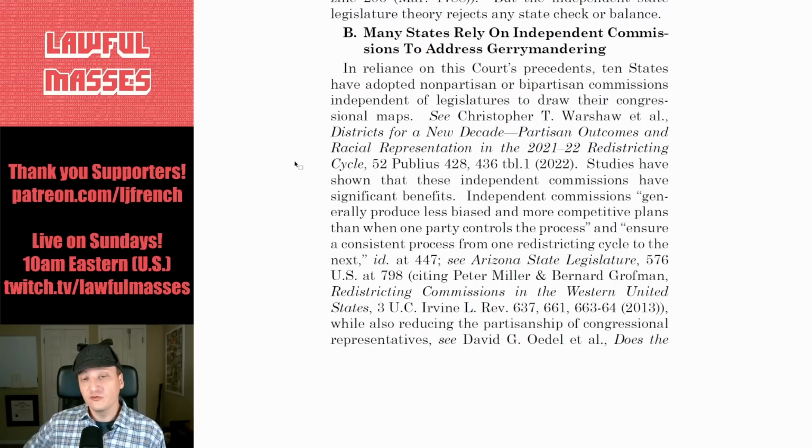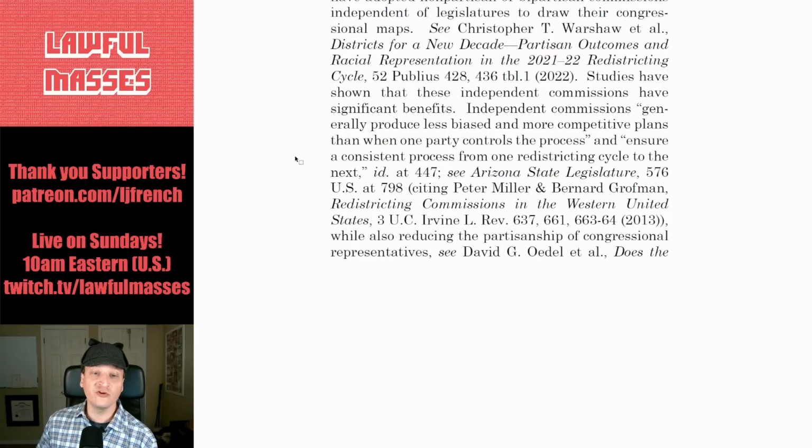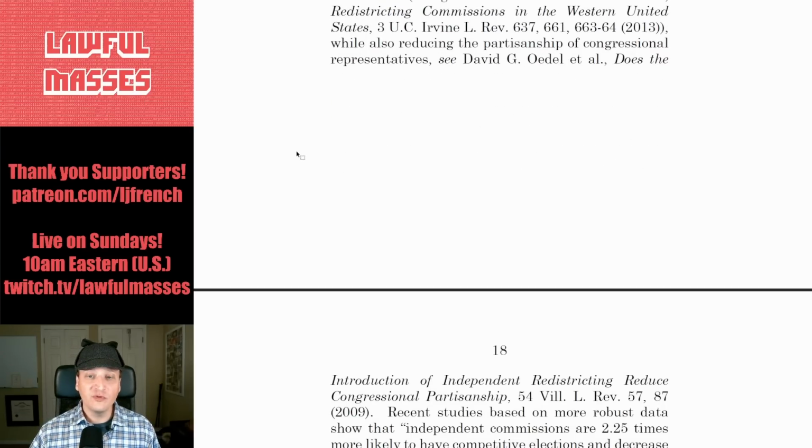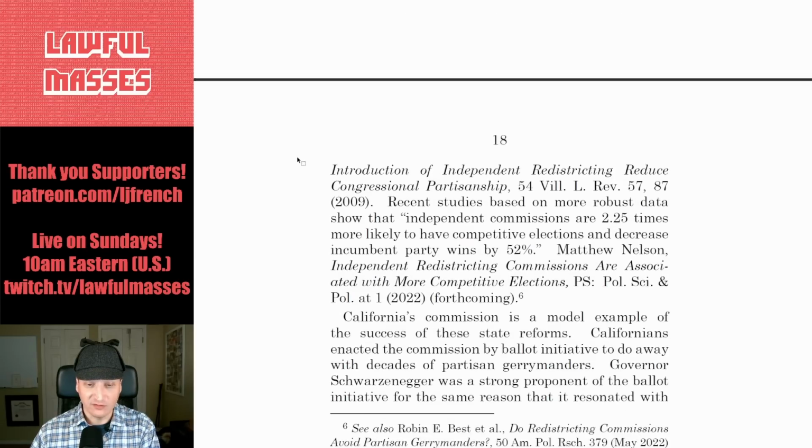In reliance on this court's precedents, 10 states have adopted nonpartisan or bipartisan commissions, independent of legislatures, to draw their congressional maps. Studies have shown that these independent commissions have significant benefits. Independent commissions generally produce less biased and more competitive plans than when one party controls the process, and ensure a consistent process from one redistricting cycle to the next, while also reducing the partisanship of congressional representatives.